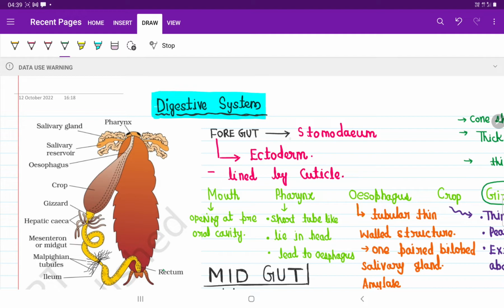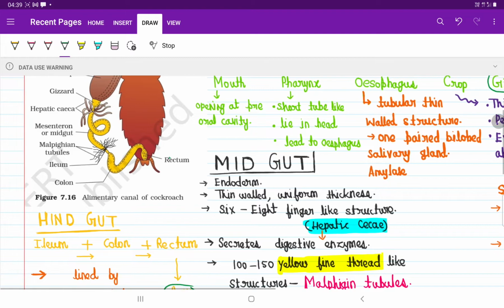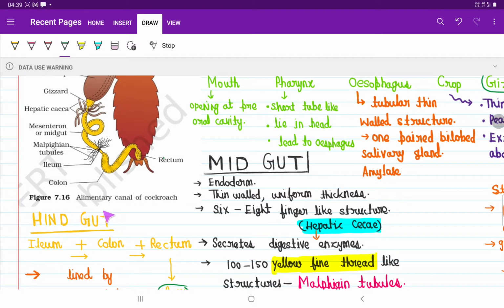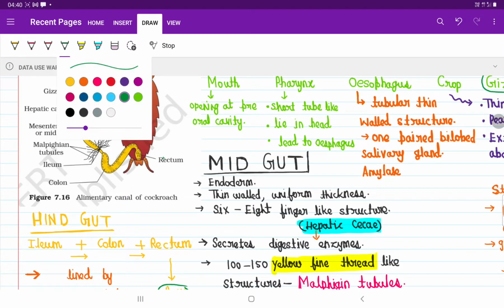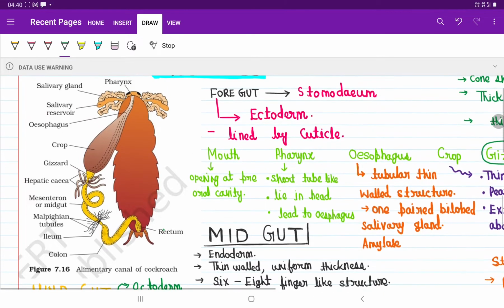This is the foregut. The foregut is also called stomodeum, and this stomodeum originated from ectoderm. The next part is the midgut. Midgut originated from endoderm, and the third part is called hindgut, which also originated from ectoderm. So foregut and hindgut originated from ectoderm, but midgut originated from endoderm.